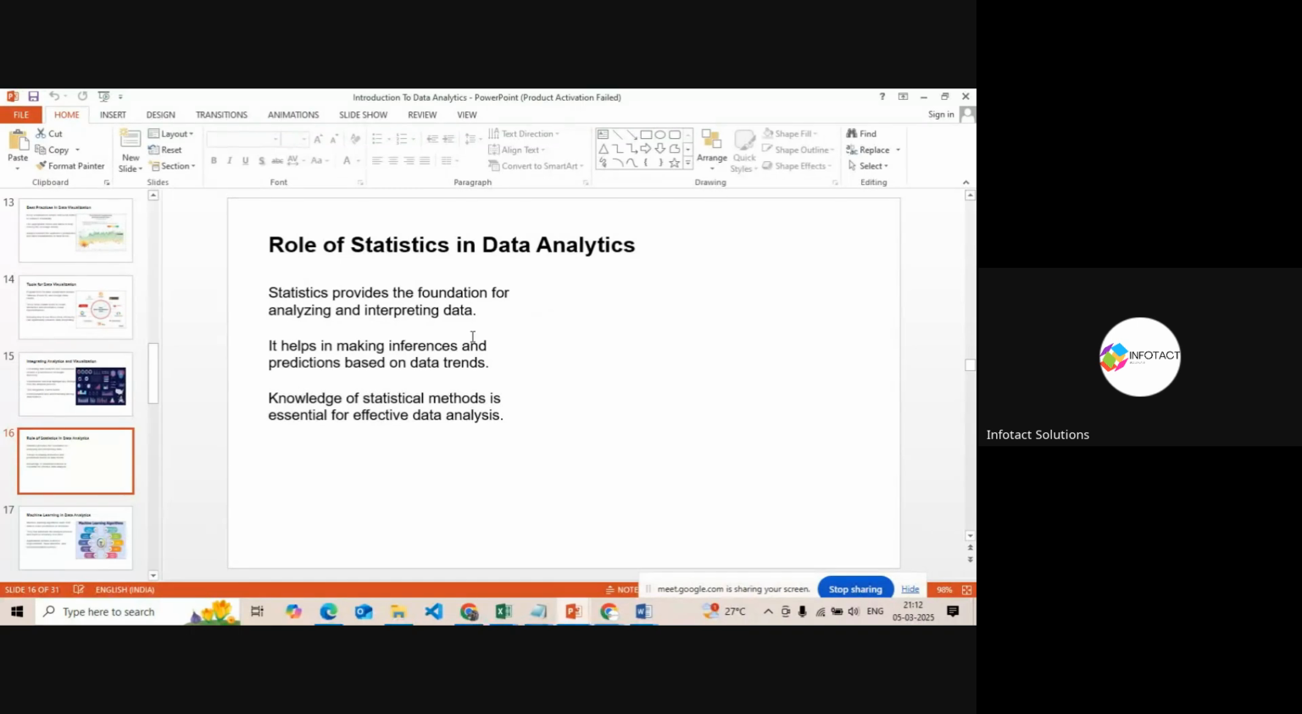Role of statistics in data analytics. Statistics provide the foundation for analyzing and interpreting the data, and it helps in making inferences and predictions based on data trends. Knowledge of statistics is important for effective data analytics.